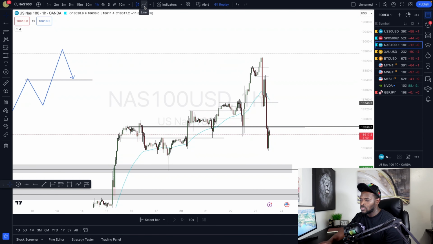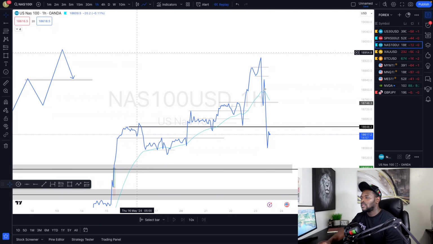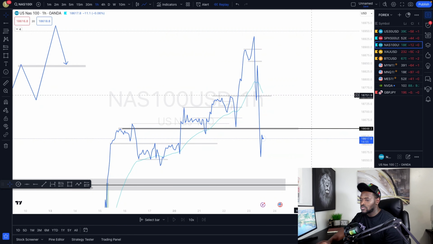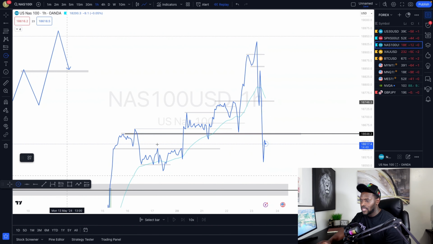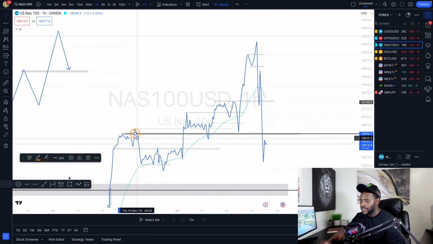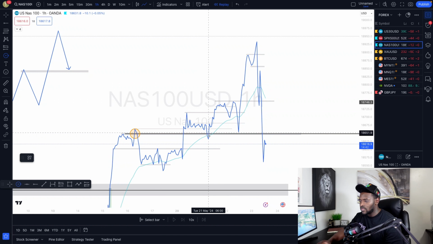You can even do a little trick and come to the line chart. Basically what you want to identify when you're looking at this is where you have the most touches. So here you have one touch here, you have another touch here, and you have another touch here. That will tell you that this is a strong level, and you need to be paying attention when the market comes to this level.